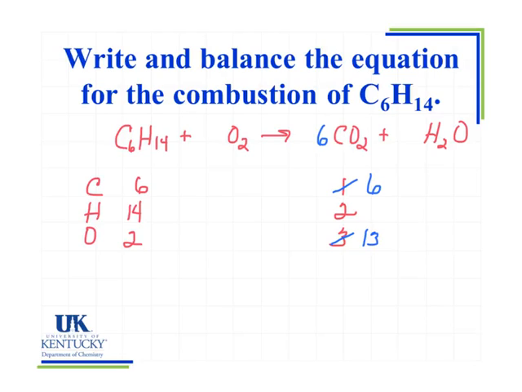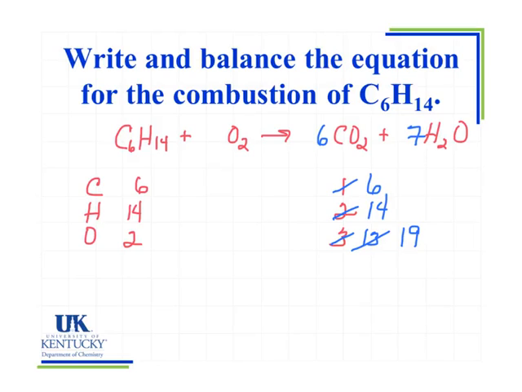Now I'm going to look at the hydrogens, and in order to balance the hydrogens, I need a 7 on the right side of the equation. So now I have 14 hydrogens, and that also changes the number of oxygens. So now I have 12 oxygens plus 7, or 19 oxygens. Now at this point, both my carbons and my hydrogens are balanced. It's only the oxygens that are not balanced.